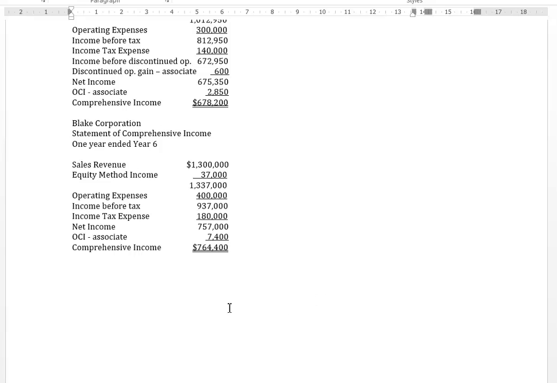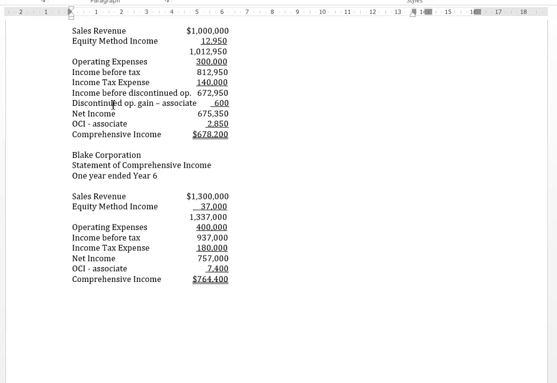All right, again, notice in the question, Blake itself did not have a DO, it did not have any OCI, but because its affiliated company did, or associated company did, we in year 5 took our share of the associate's DO, right?